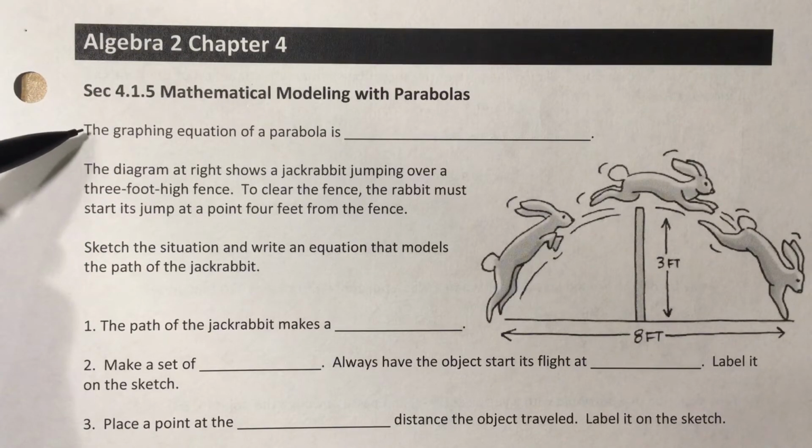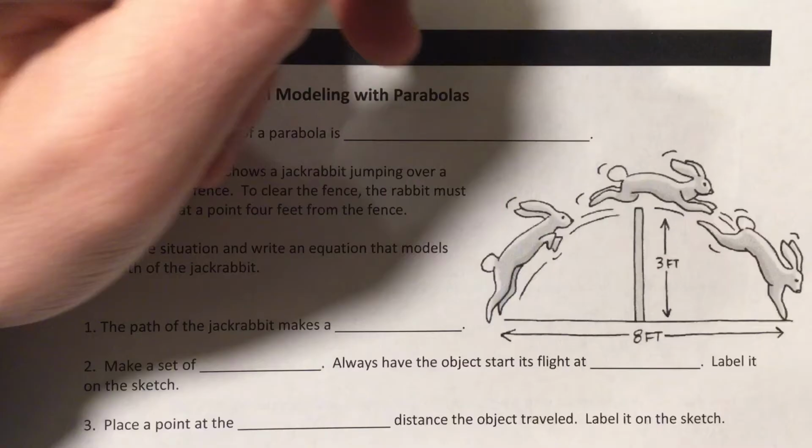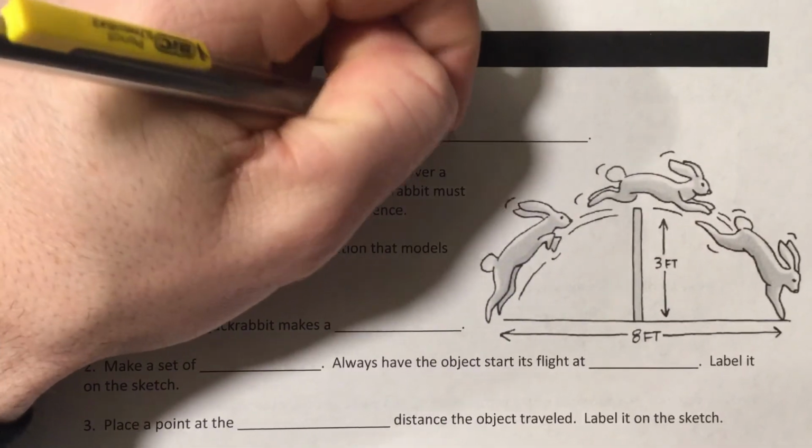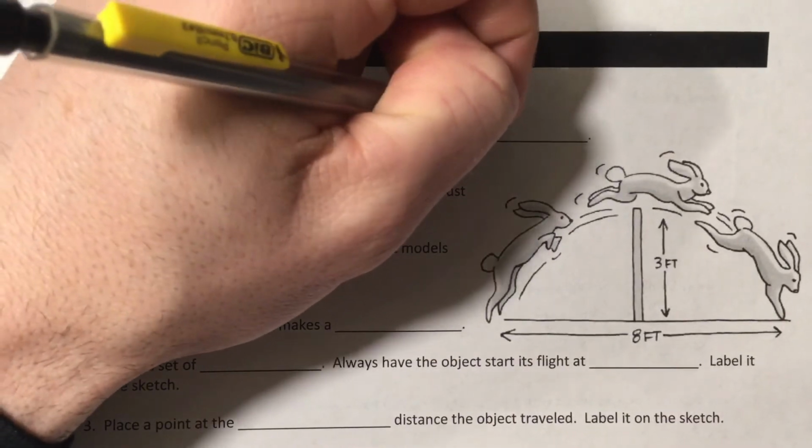So the graphing equation of a parabola is, remember, the graphing equation is y equals a times the quantity x minus h squared plus k.